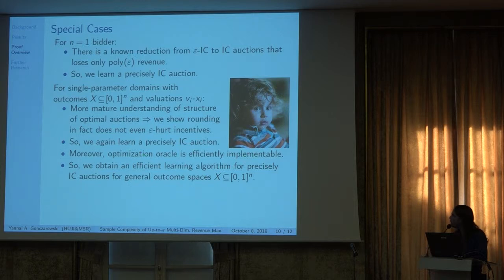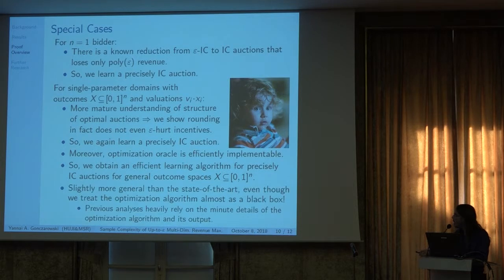Moreover, optimization can be efficiently implemented. That's well known. So by our reduction, we can efficiently implement the oracle, and we obtain efficient learning for precisely IC auctions for general outcome spaces. And as I told you, this is slightly more general outcome spaces than the state of the art, even though they have some better polynomials in there. Even though we treat the optimization algorithm almost as a black box, we only need it here and here, as I told you, while previous analysis relied heavily in each step of the proof on minute details of the optimization algorithm and its output.